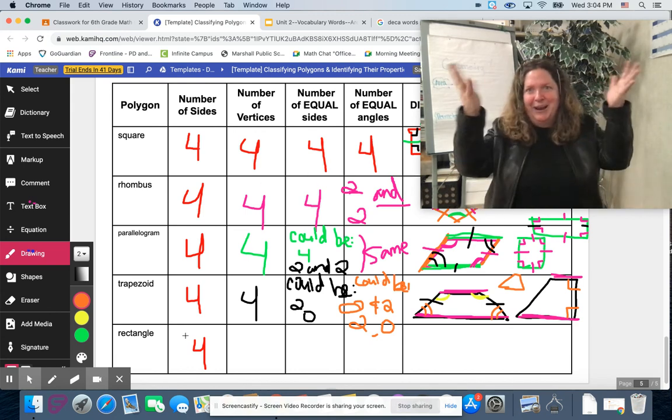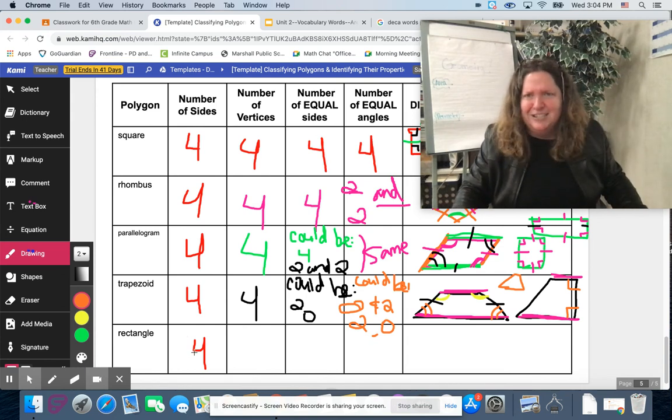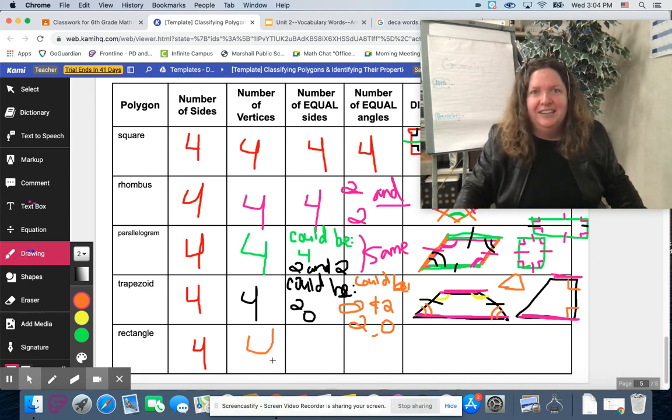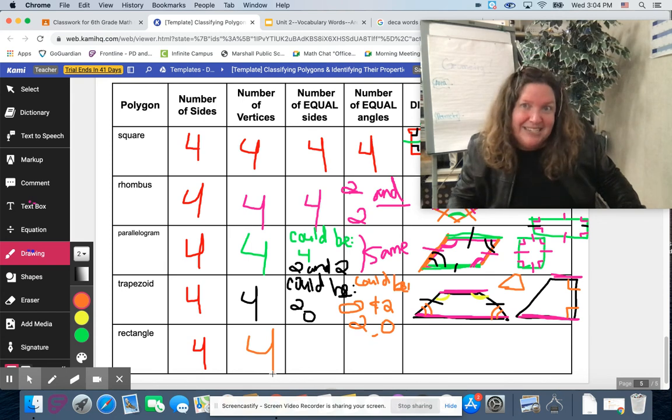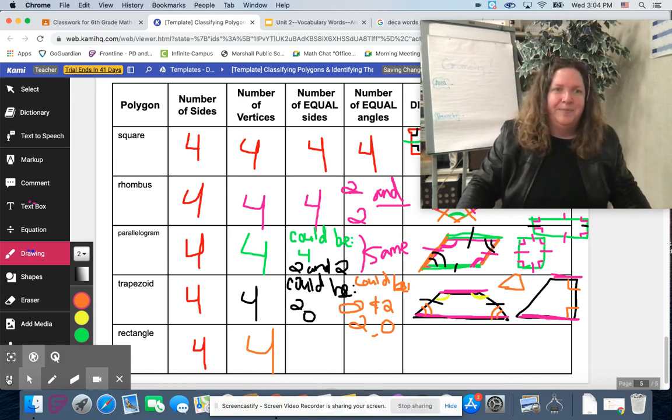Last one, rectangle. Hopefully we've ended on an easy note. You know the rectangle has 4 sides. How many vertices does it have? How many points does it have? You know it's 4. How many equal sides does it have? This is tricky. Don't let this trick you. Pause the video and write it down.